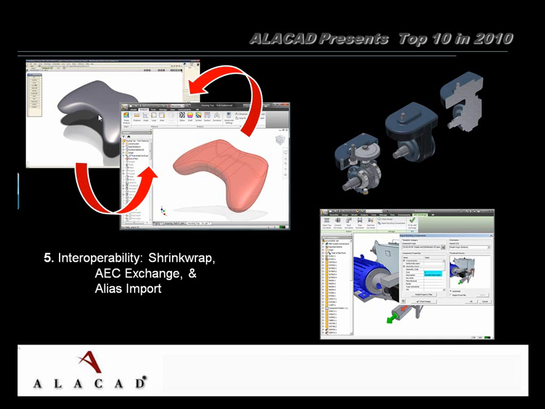Alias import. I can work with my industrial designers who are using Alias to generate my injection molded part. Look at the form, fit, and function of my part. When it gives it to me in Inventor, I need to be able to bring that information in natively so I don't have to recreate it.